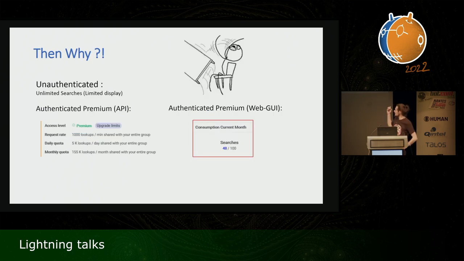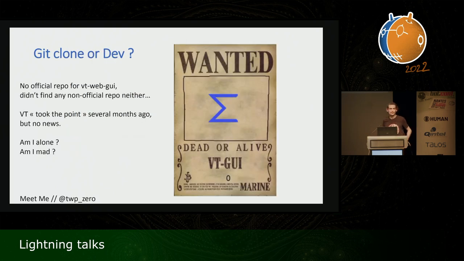Then why do we have some quota for the request API and it's not available in the web GUI? Because you talk to the controller and it's supposed to go to the API. So now, what do I have to do? I could clone the web GUI and make the controller myself using the API, or maybe someone in the assembly has something like that. If you are interested in contributing or you have it, please contact me.